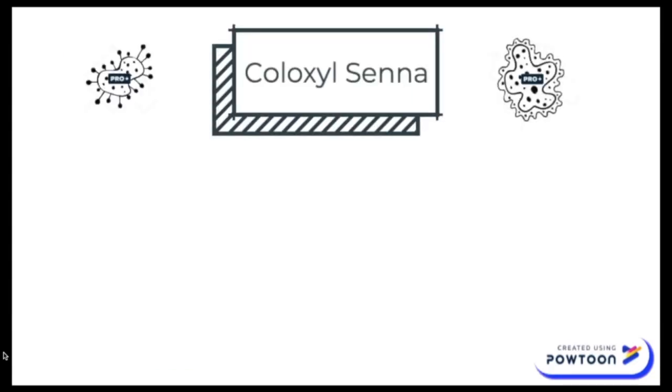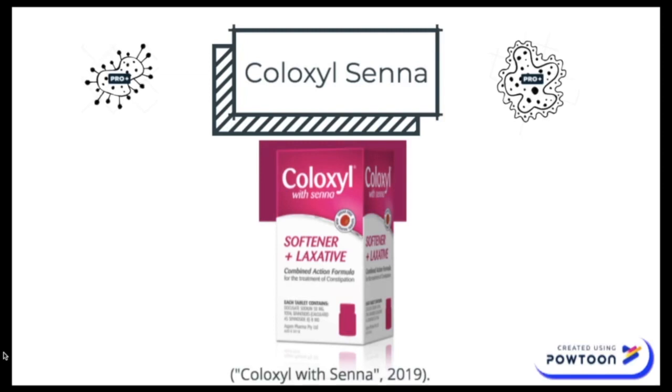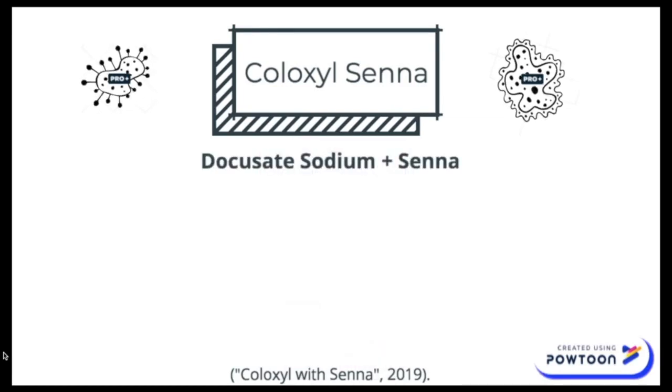A common symptom of bowel cancer is constipation, affecting 39 to 86% of patients. Coloxyl with senna is an effective stool softener combined with a laxative that helps to prevent and treat constipation. The two active ingredients are docusate sodium and senna, with the docusate sodium working to draw water back into the stool, making it softer, and the senna working to stimulate the bowel. By drawing water into the stool, it softens and therefore makes it easier to pass, along with senna, which stimulates the bowel to contract, which accelerates the passing of stool.